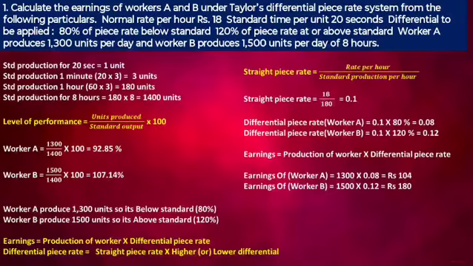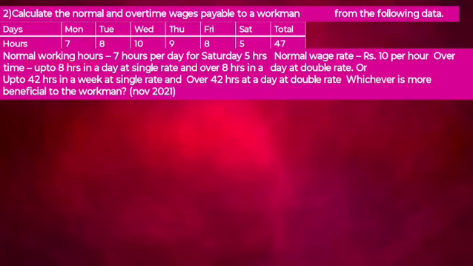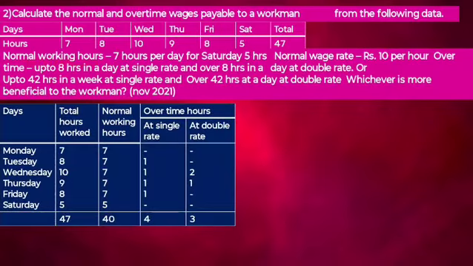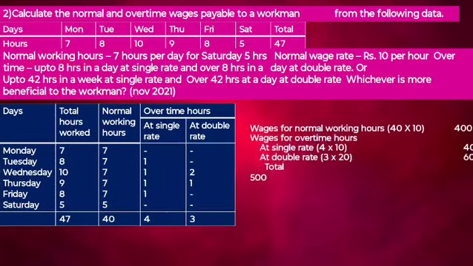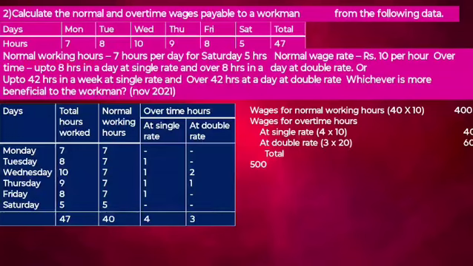Earnings is equal to the production of the worker into differential piece rate. So earnings of worker A is 1300 units into 0.08, which is rupees 104. Earnings of worker B is 1500 into 0.12, you get rupees 180. Hope you understood the problem now. Now we move on to the next problem, which is related to normal time and overtime wages.